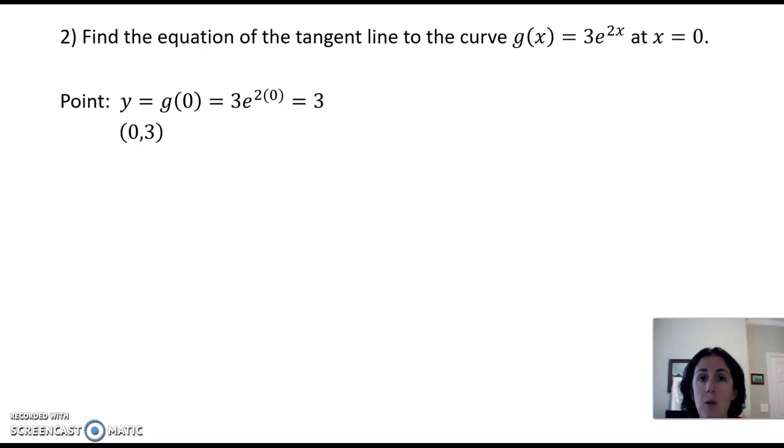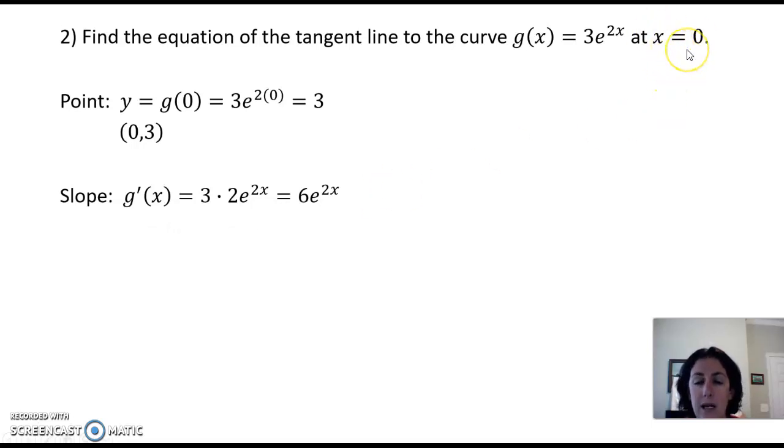So now that we have the point, we'll go and find the slope, and we're going to need the derivative for that. To find our derivative, this 3 is a coefficient, and then we'll do p prime e to the p. So the derivative of the power is 2 e to the 2x here. That 3 times 2 is 6, and there's my derivative. And again, the derivative is like a formula that helps you find the slope of the tangent line at any point. We want it at x equals 0, so the slope we're looking for is the derivative evaluated at 0, which gives us 6. So now we have a slope of 6 at the point 0, 3.